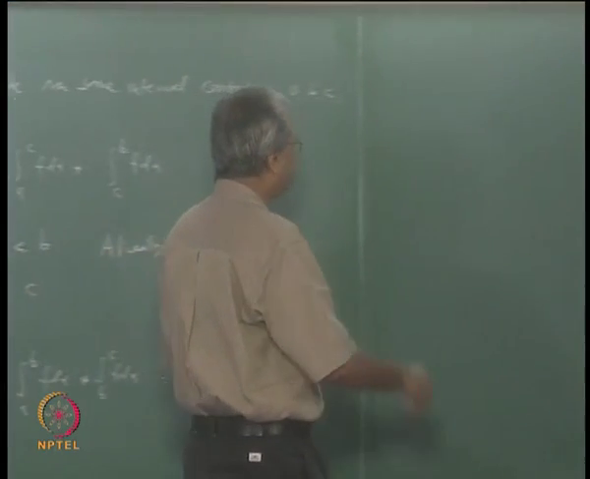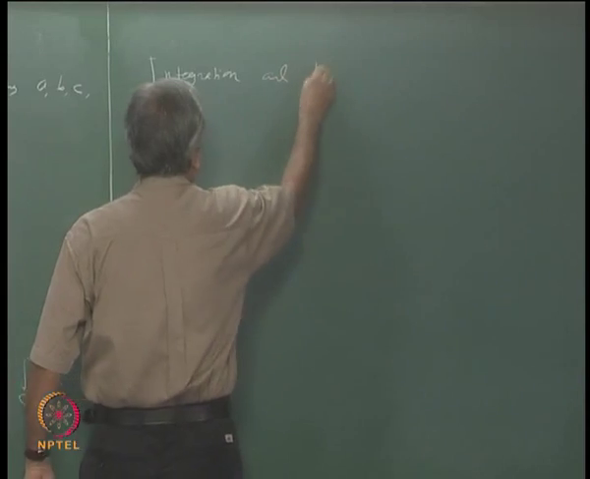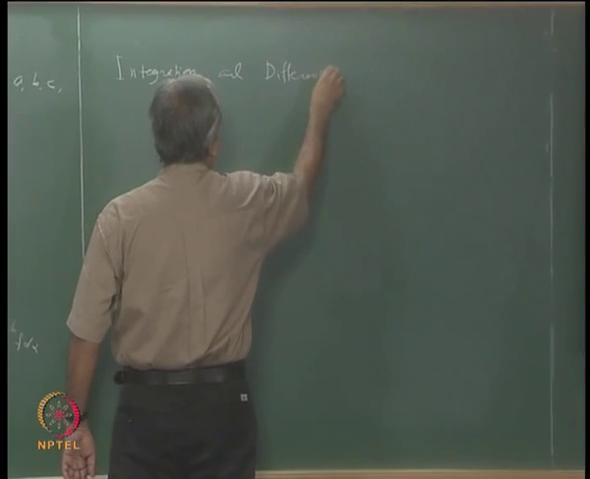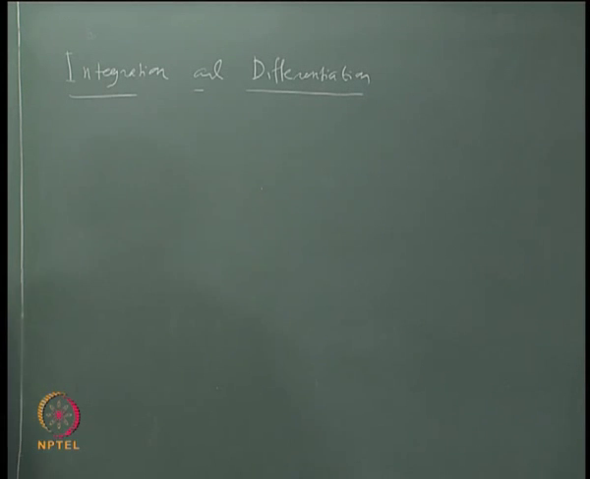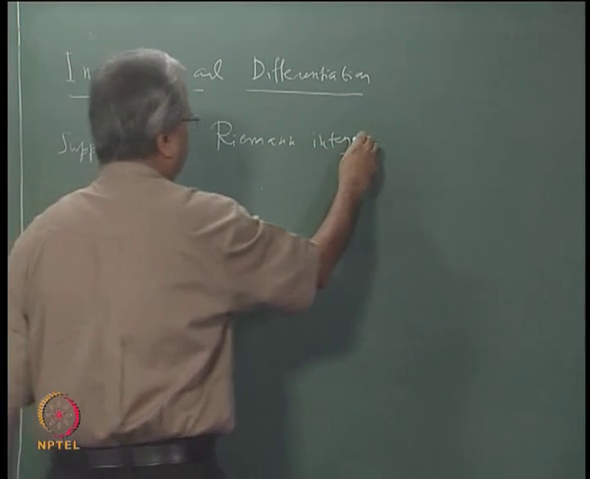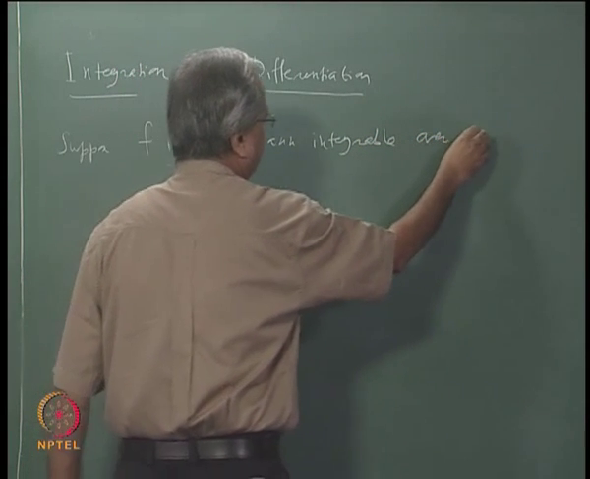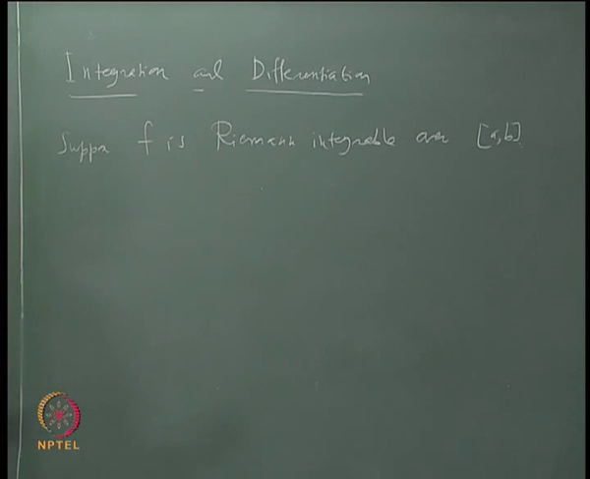Now let us go back to our discussion on the relationship between integration and differentiation. Let me state what I had stated in the last class once again. Suppose f is Riemann integrable over AB. We use the fact that whenever f is Riemann integrable, it is integrable over all the subintervals. So if you take any x in AB, it is also integrable over the interval A to x.